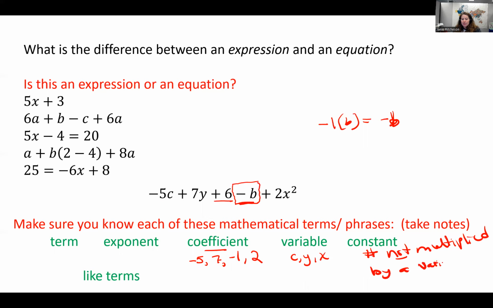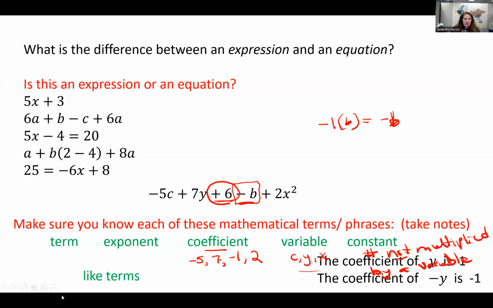So there's only one number in our expression that's not multiplied by a variable, and that is the number 6. Positive 6 is our constant. And then like terms, we're going to talk about more in just a minute, but basically a like term has the same variable, the same letter raised to the same exponent. And like I said, we'll get back to that one.